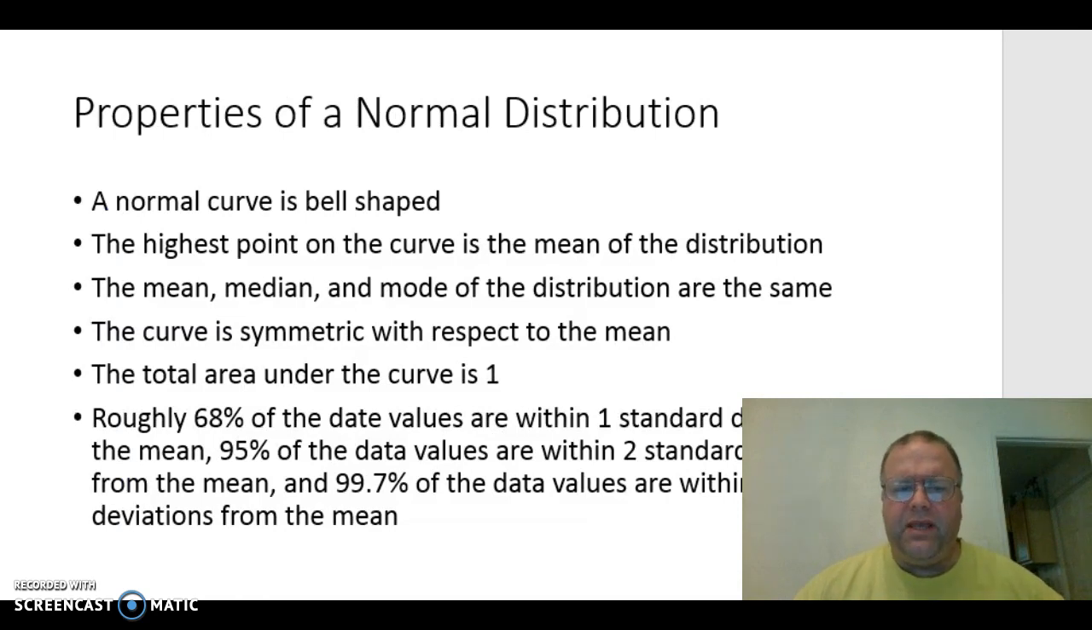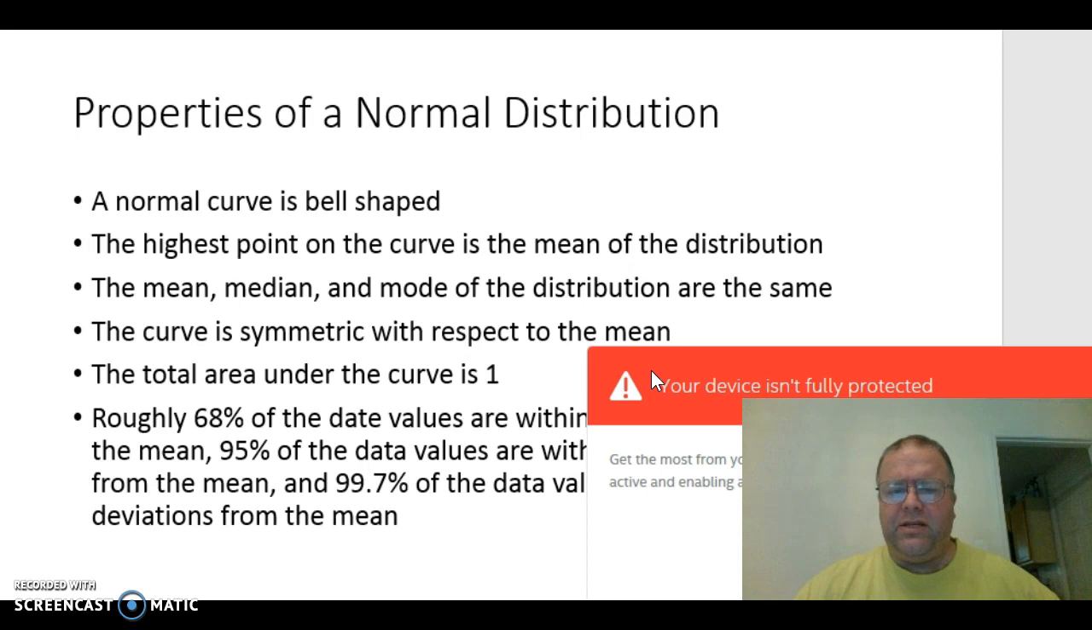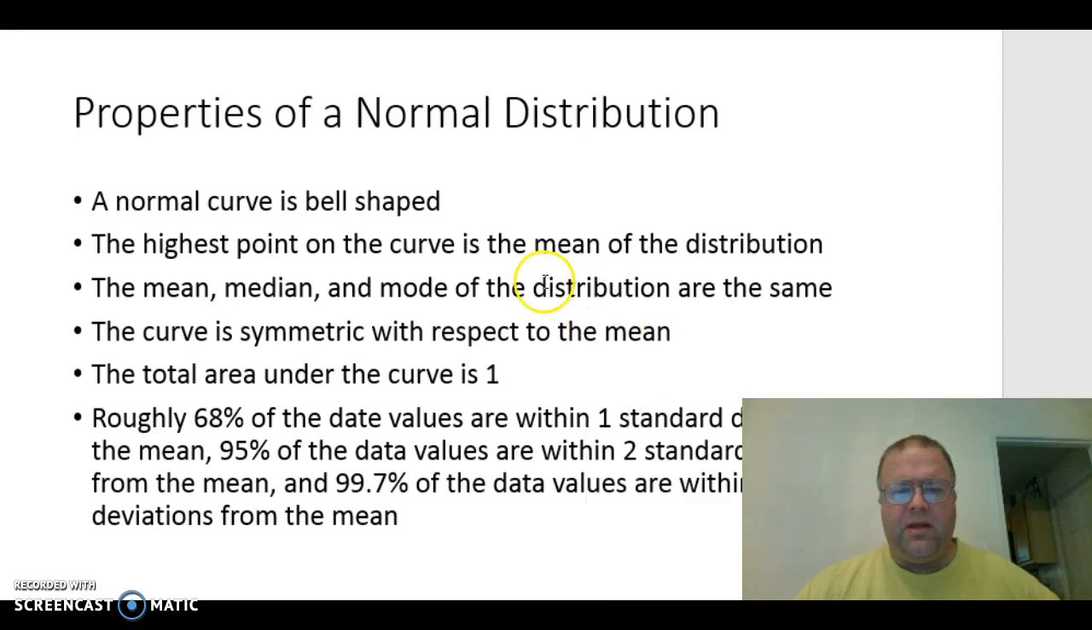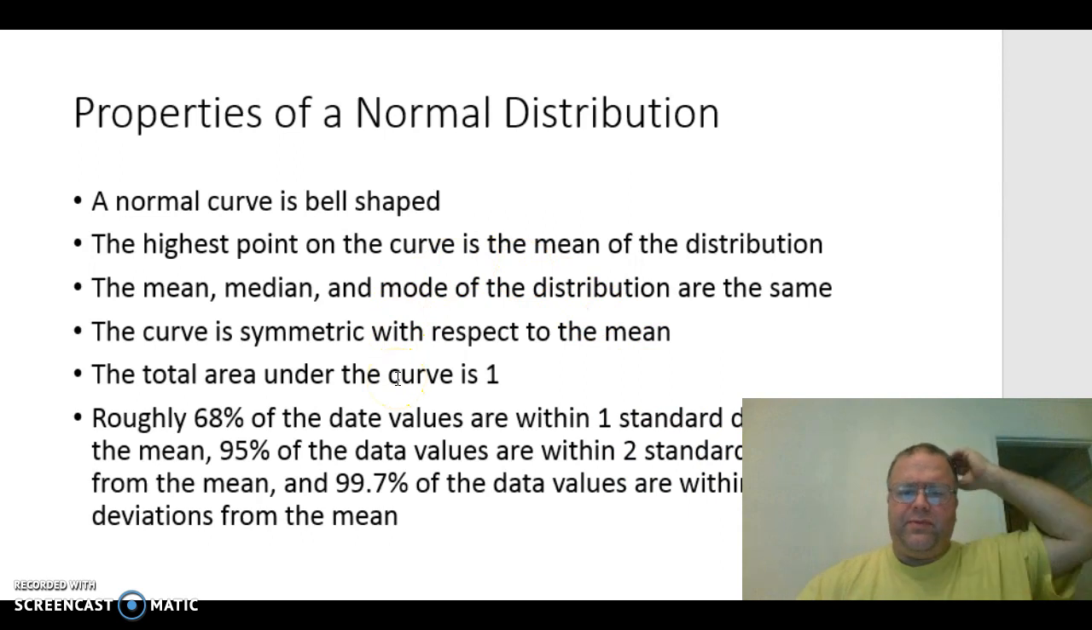All right, so what are some properties of a normal distribution? Well, like we just explained, it's a normal curve that's bell-shaped. The highest point on the curve is the mean of the distribution. Remember, the mean is the average, so that would be whatever the average of your data set is. The mean, the median, and the mode, all three of those statistics that we just looked at, are all the same. So they're all at the center of the normal distribution curve. The curve is symmetric with respect to the mean, so the area to the right of the mean is going to be the same as the area to the left for similar distances. The total area under the curve is 1.